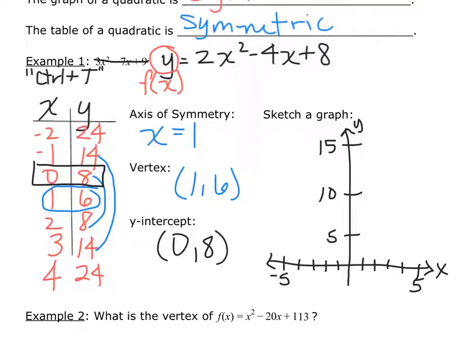I'm going to plot some of those points we've got. So I've got -1, 14. So that's right there below 15. 0, 8. 1, 6. 2, 8. 3, 14. And then I can just connect the dots to sketch that bowl-shaped parabola. So you're not going to have straight lines because a parabola is curved.